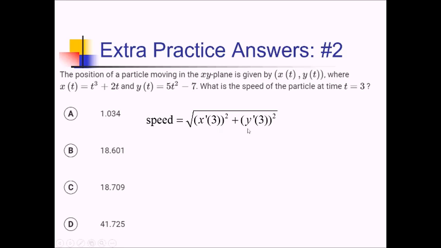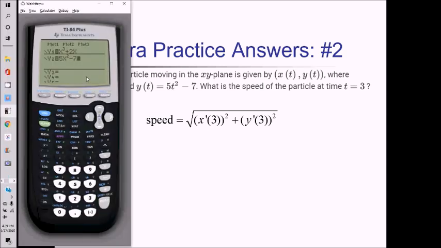Now, the good news is, since this is a calculator problem, I don't actually need to figure out what x prime and y prime look like in terms of algebraic derivatives. Not that these would be that hard to find, just use the power rule. But I can actually just find these derivatives directly on my calculator. So let me do that now. So here I am in my y equals. To start the process, I've entered x of t as my y1, and y of t is my y2.